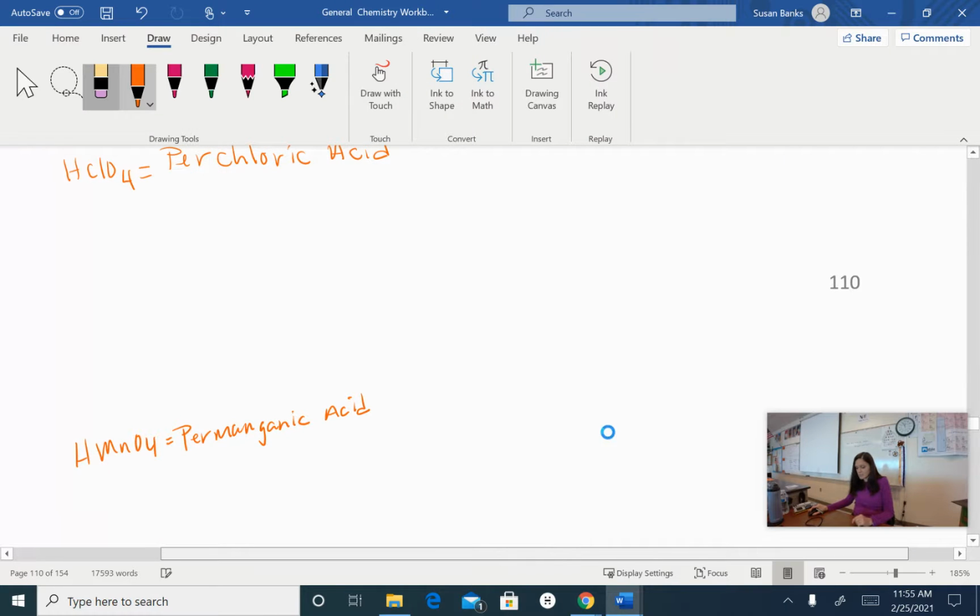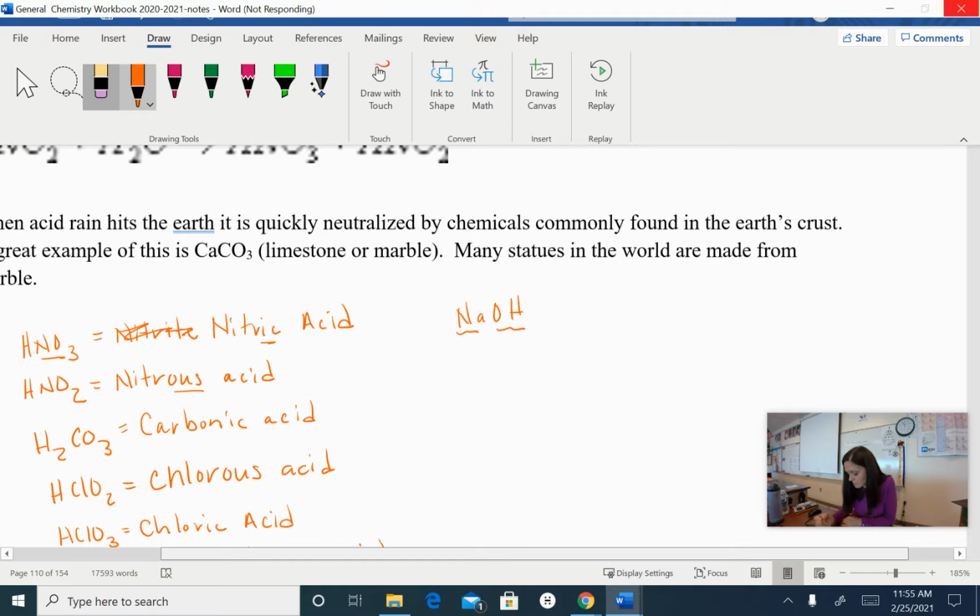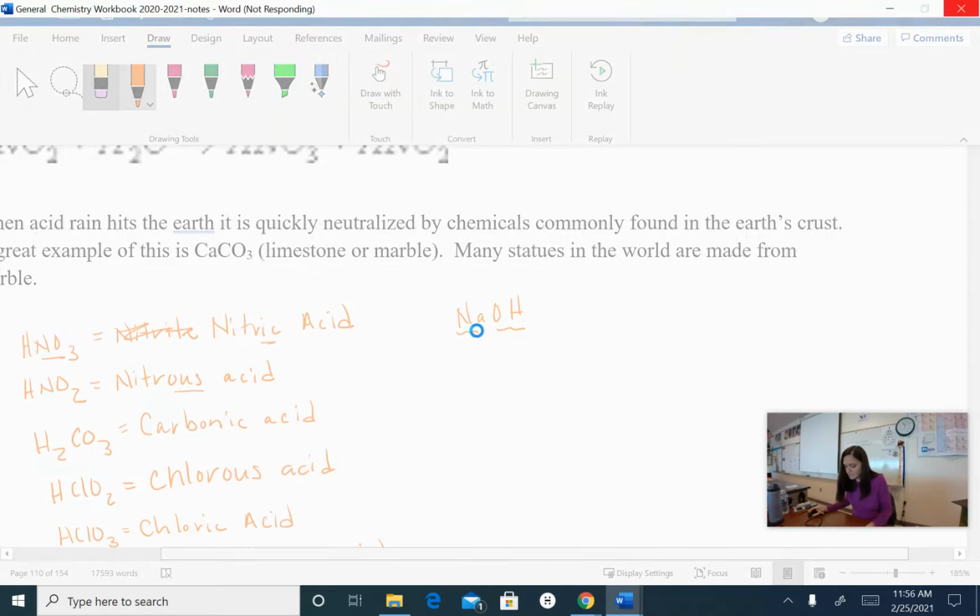Okay, let's do some bases just to give you an idea of bases as well. Okay, so bases are hydroxides. So remember, when we named ionic compounds, we used the name of the metal, and then we used the name of the polyatomic. Now remember, group 1 and group 2 metals do not need Roman numerals. So sodium is a group 1, or in the first column of the periodic table. So we would just call this sodium hydroxide.